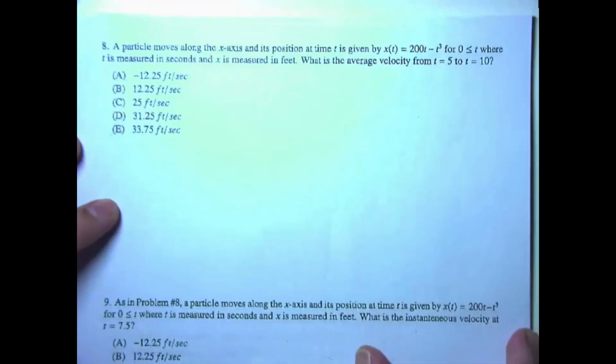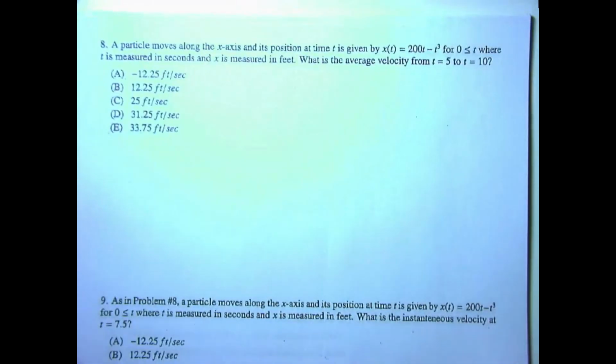All right, problem number 8. A particle moves along the x-axis and its position at time t is given by x of t equals 200t minus t cubed for all t greater than or equal to 0. T is measured in seconds and x is measured in feet. What is the average velocity from t going from 5 to 10?